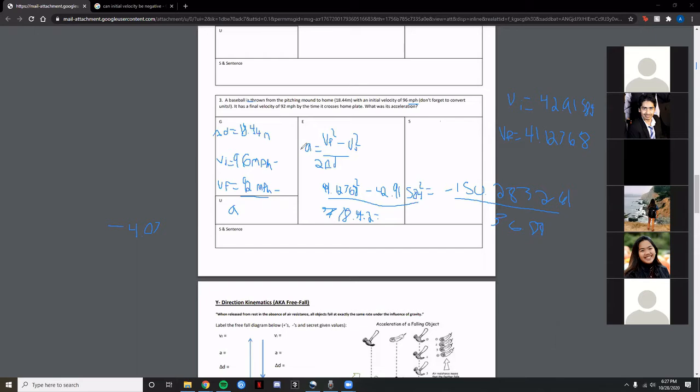Negative 4.07. Yeah, that's what I got. That's weird. Why? The acceleration is negative because it's slowing down from 96 to 92. The final answer I got was negative 4.07492 and so on, but she only wants the first 2 decimals. Oh, that's not what I got at all. Where did you mess up?